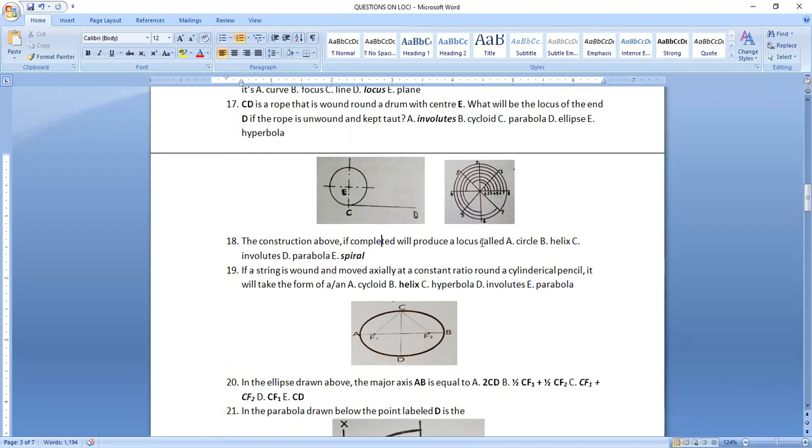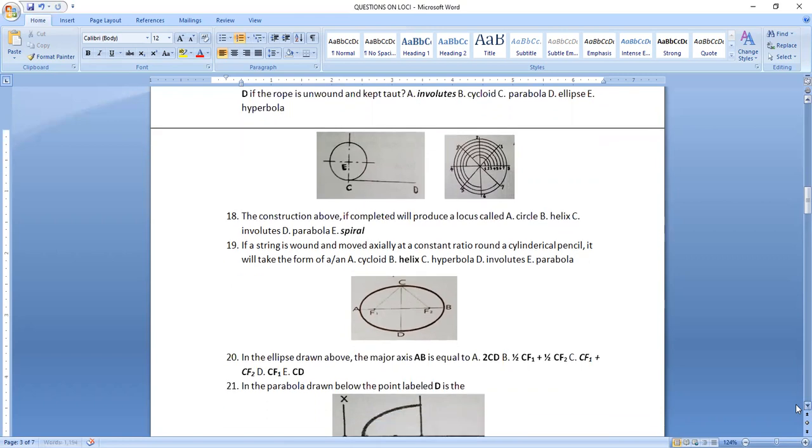Then we move to question 18, which says that the construction above, if completed, will produce a locus called a spiral. That is option E. And then question 19, if a string is wound and moved axially at a constant ratio around a cylindrical pencil, it will take the form of a helix.